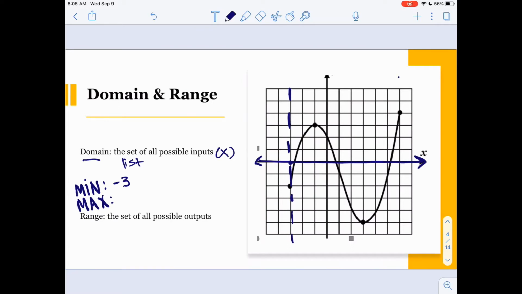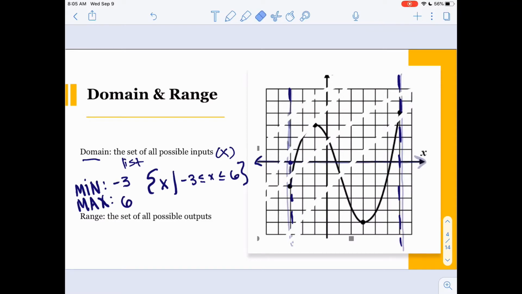Now, the largest x will be the rightmost point. That is an x of +6. So I can say the domain is all x's greater than or equal to -3, less than or equal to 6, because all my x's occur in between these two numbers.